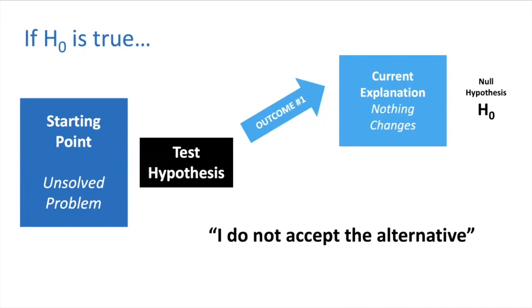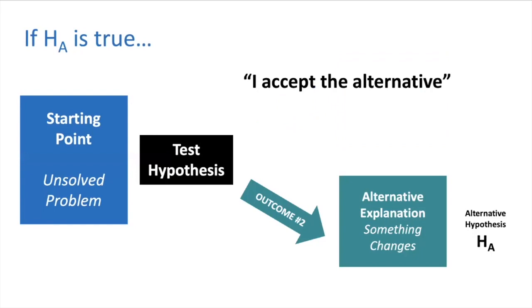So again, just to visualize this, we could use the example of locking up cookies to prevent stealing. Let's say you lock up your cookies, but your friends still take them, and the null hypothesis is true. Nothing changes after you lock up the cookies. You say, I do not accept the alternative. Let's say instead you lock up the cookies and your friends no longer take them. The alternative hypothesis is that locking the cookies prevents cookie stealing. You say, I accept the alternative. I think locking up the cookies prevents them from being stolen.